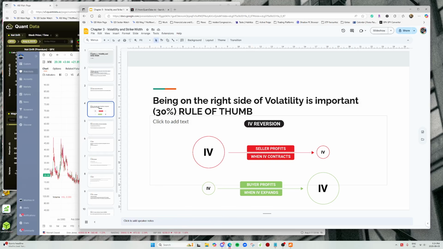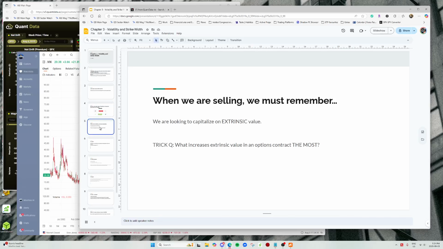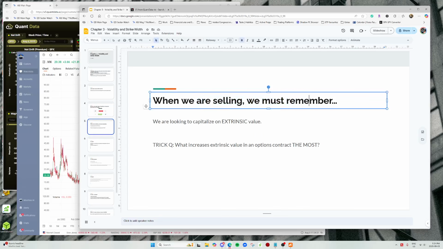And whenever IV is low, you can still sell options. You just have to trade it a little bit differently. I'm going to show you what the difference is. But generally, you're a buyer when IV is low. When IV is low and we're not looking for a lot of price movement, there's not a lot of extrinsic value to get out of the options market. We're looking to buy options, more so debits. When we're selling options, when we're doing spreads, we have to remember that we're looking to capitalize on extrinsic value.